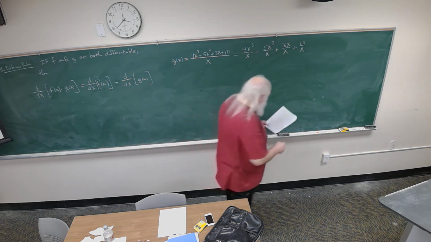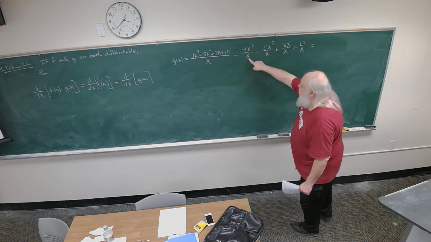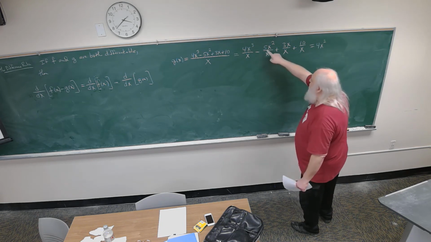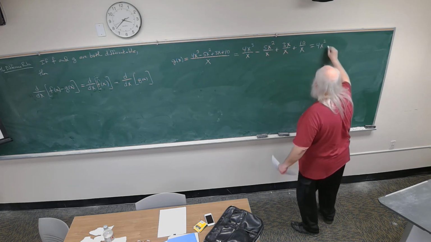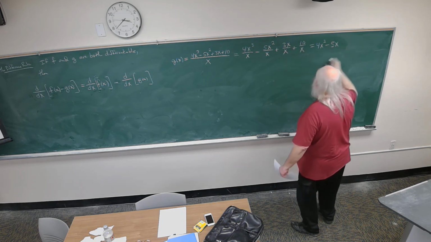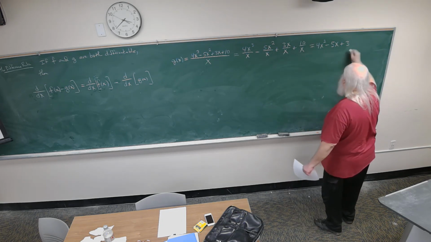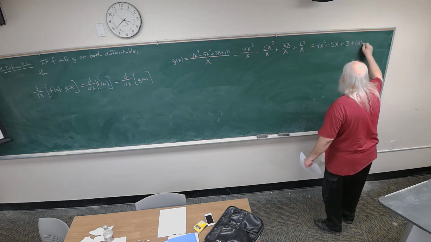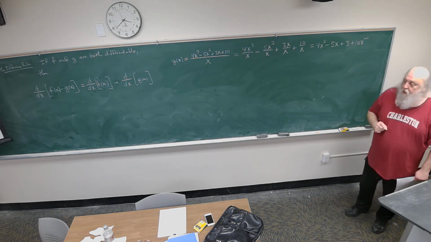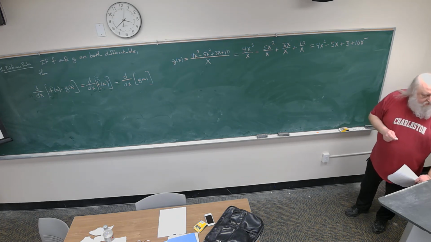Well, 4x cubed over x simplifies to 4x squared, minus 5x squared over x simplifies to minus 5x, 3x over x simplifies to plus 3, and then 10 over x is the same as 10 times x to the minus 1 power. Now we're using both the sum and the difference rule simultaneously to make this interesting.